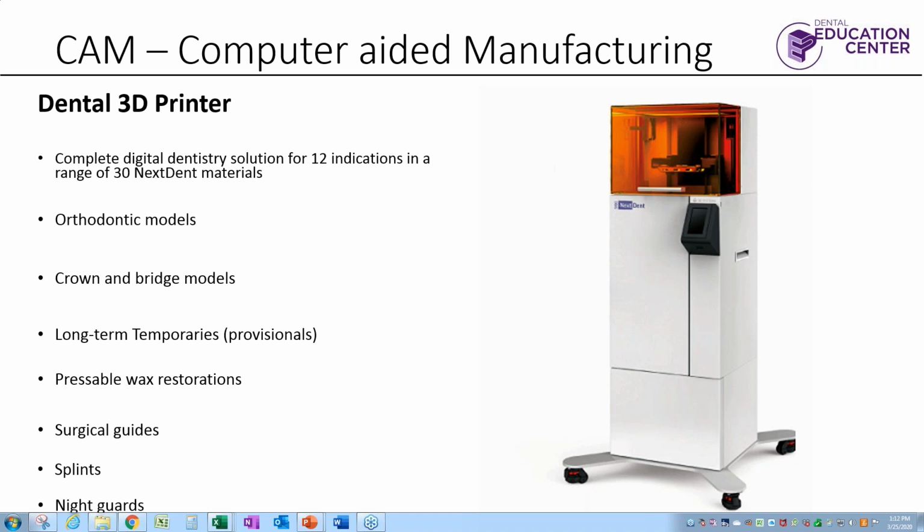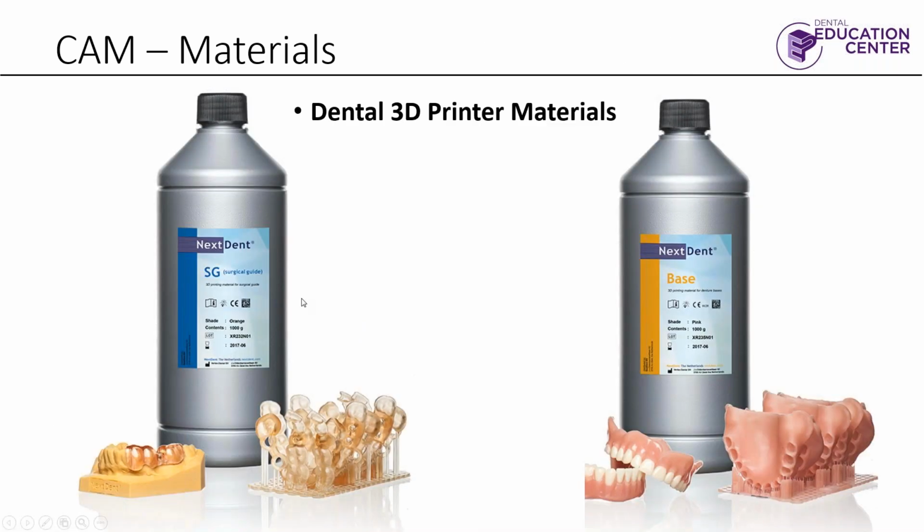Obviously this printer does orthodontic models, crown and bridge models. I can go through it. You probably read my screen already. Surgical guides, splints, night guards, a lot of different applications for 3D printing. And so what I thought I'd do finally, as we end here, is go through some of the materials that are available on the market for 3D printing.